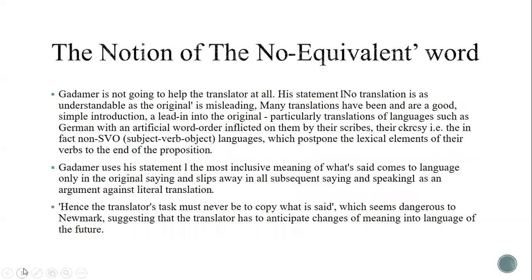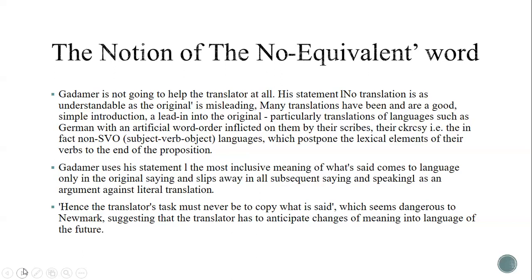The notion of the no equivalent word. Gadamer is not going to help the translator at all. His statement, no translation is as understandable as the original, is misleading. Many translations have been and are good, a simple introduction, a lead-in into the original, particularly translations of languages such as German with the artificial word order inflicted on them by their scribes.